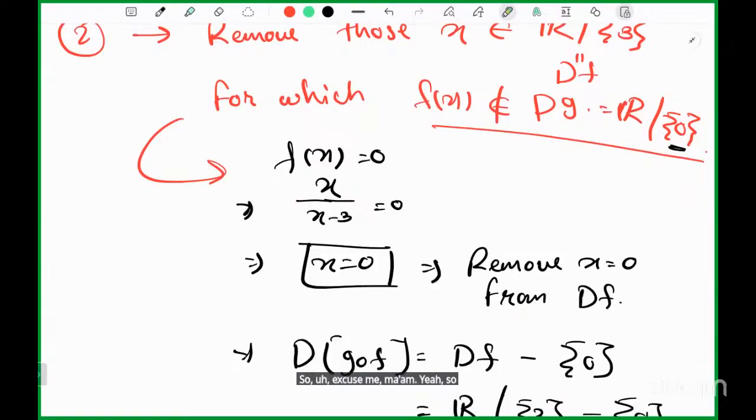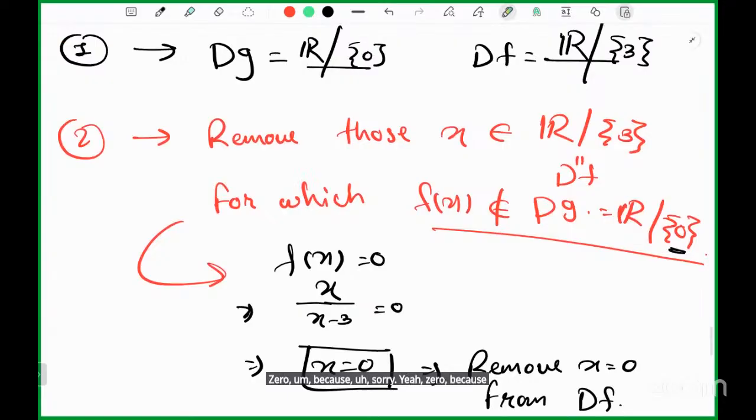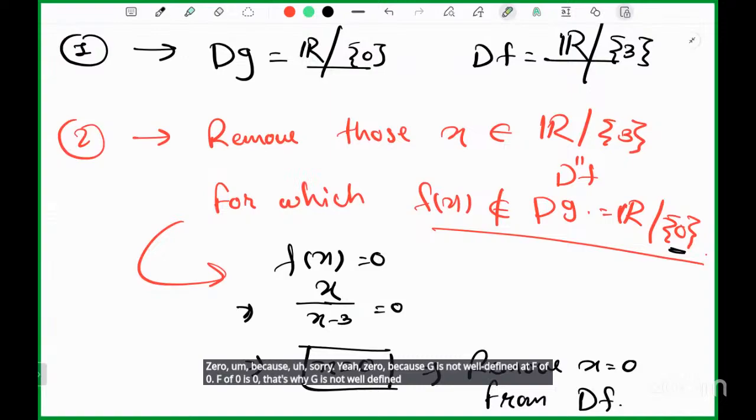Yeah, so in the domain of f of x, we should remove both 3 and 0. Correct. So in the domain of g composition f, you have to remove both points 0 and 3. 0, because g is not well defined at f of 0. f of 0 is 0. That's why g is not well defined at 0. And 3, because f of x is not well defined at 3.